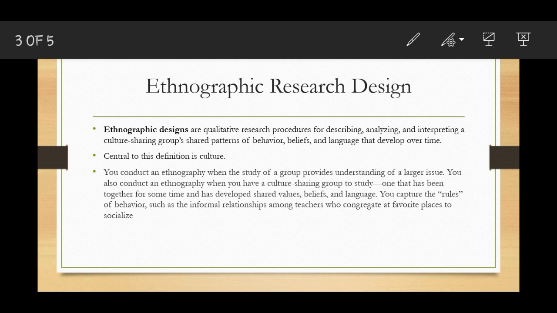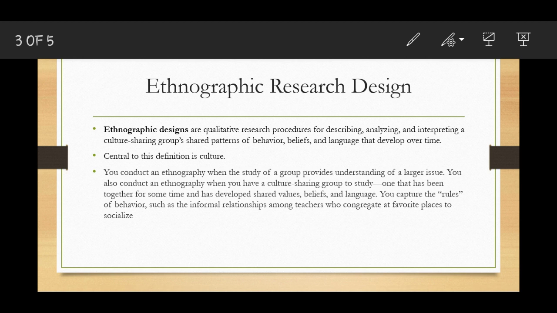So to understand these patterns of culture sharing group, what an ethnographer does is to spend a considerable time in the field, where he will be interviewing people, he will be observing the social life of people, their languages, their rituals, their economic structures, their life stages, etc. Then gather a lot of documents about the group, so as to understand their culture sharing behaviors, their culture sharing beliefs, and even their languages.